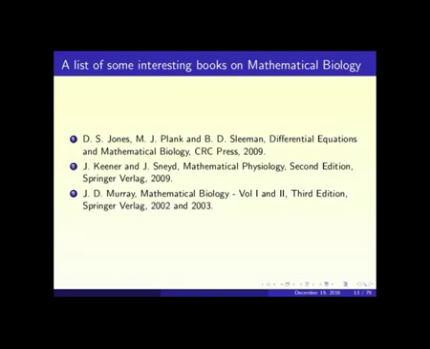I spoke for quite some time on this, so it only makes sense to give you some references which you can read at some point of time. There are hundreds and hundreds of books written on mathematical biology, and I have selected 3 of them. The last one is a very nice book by J.D. Murray, which I already mentioned, and the first book, D.S. Jones, M.J. Plank and B.D. Sleeman, says Differential Equations and Mathematical Biology.